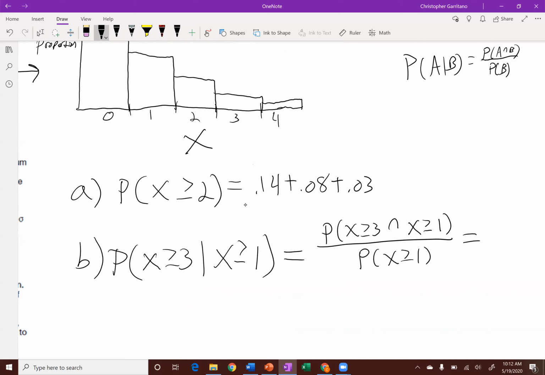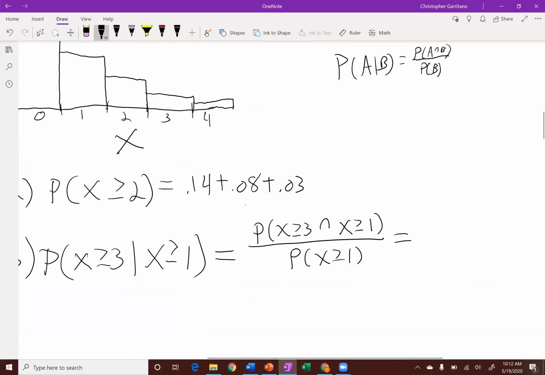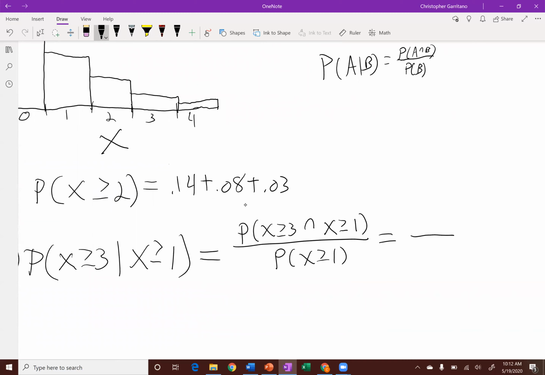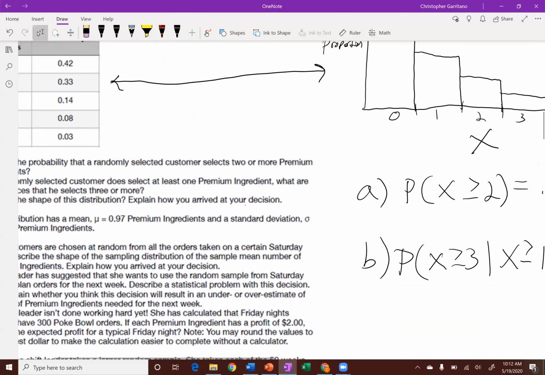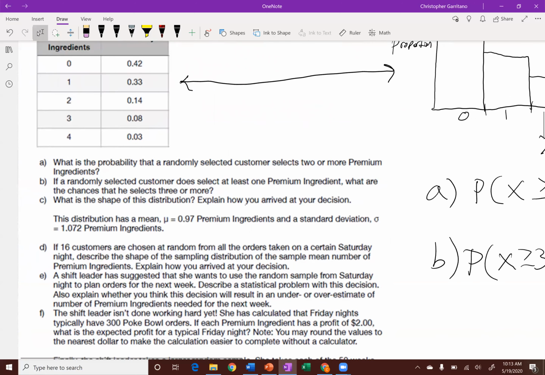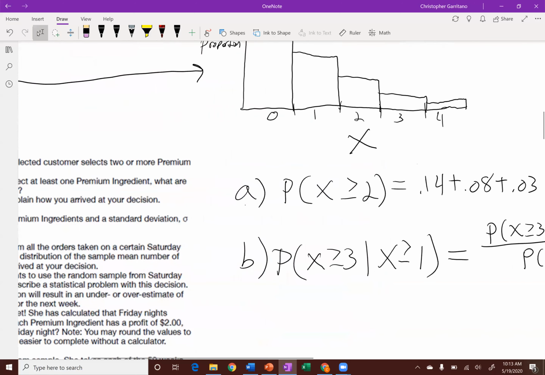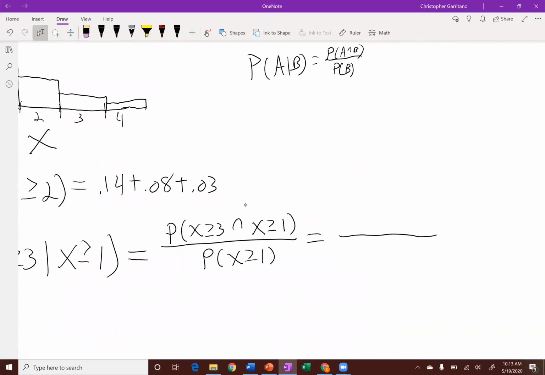All right, so now let's get to the situation at hand. That denominator is pretty straightforward. I'm including all values except for 0. So the probability that x is greater than or equal to 1 will be 1 minus 0.42, which of course is 0.58. Sorry, I said numerator, but I meant denominator. The numerator now is a little bit trickier.